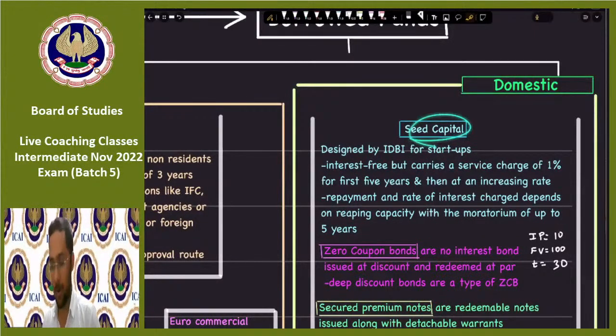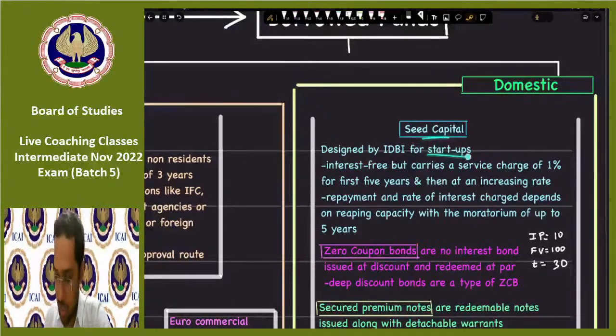Okay, seed capital. Coming to the first part, seed capital is something which is provided to the startups. So seed capital is the money provided to startups, and generally it's a seed. When you want to grow a plant or a tree, you first bring the seed of it and then start watering it so that it grows to a full-fledged plant or tree. So that's the initial capital which is provided by seed capital.